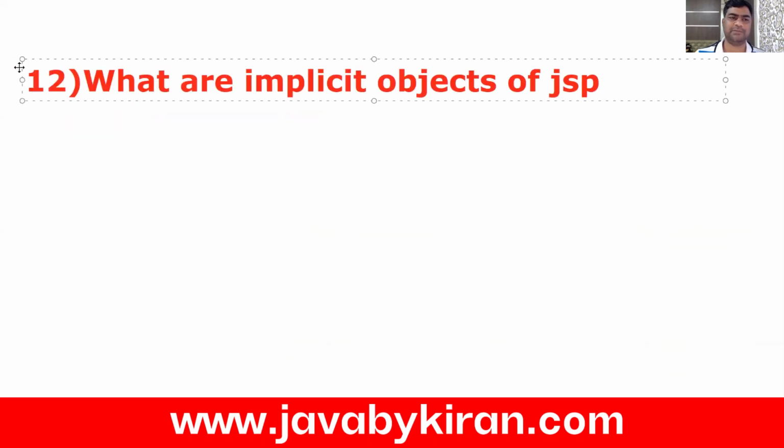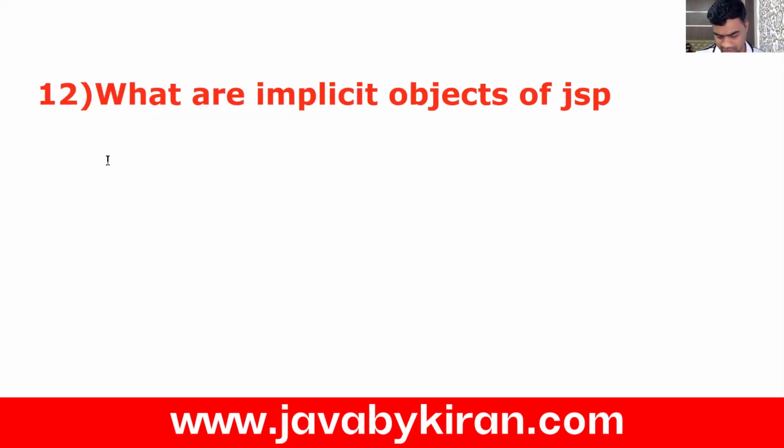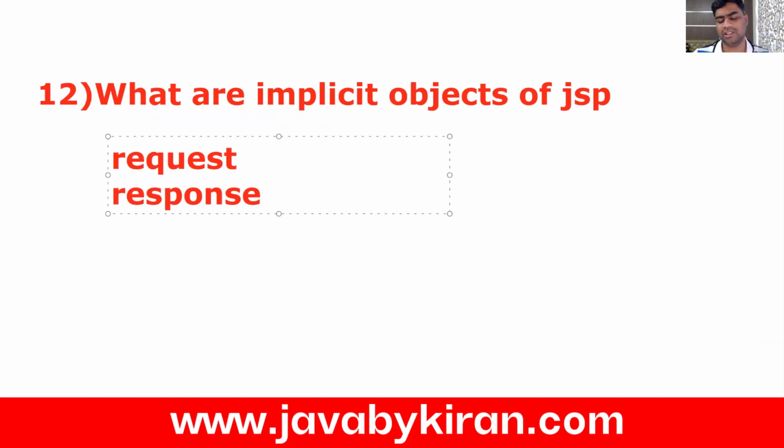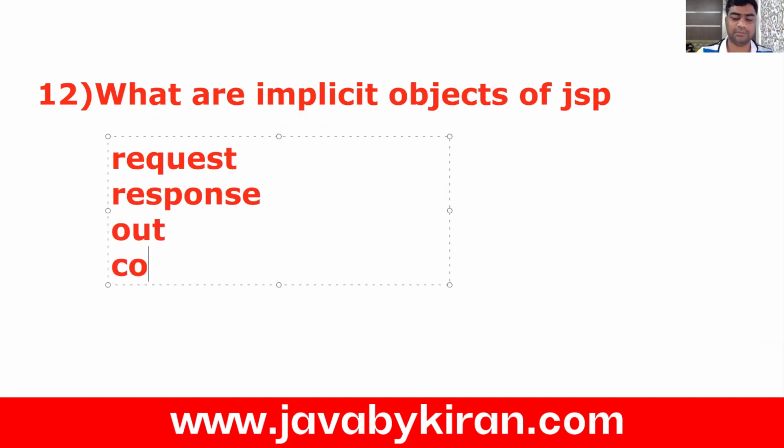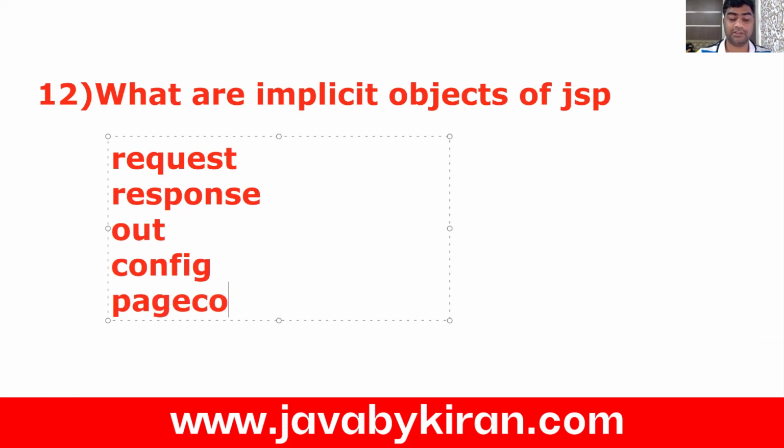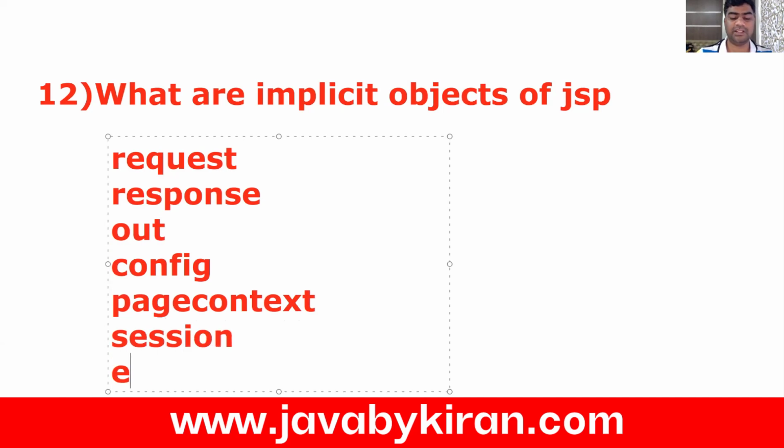It's an easy one. What are the implicit objects of JSP? You should say implicit objects means the objects which are already present in a JSP. Anyway, JSP is a servlet in the background. So there are multiple objects like request and response. These are the objects which are built into the JSP. We can use them directly. Out, config, page context. This you need to memorize. Page context, session, exception, like that, many more objects are there. So these are some of them.